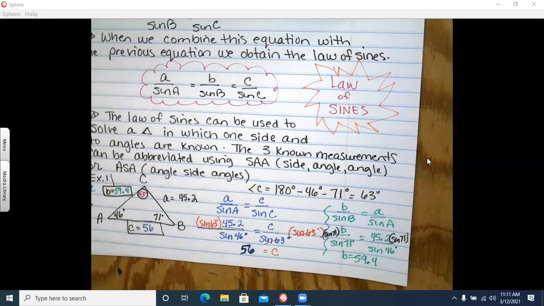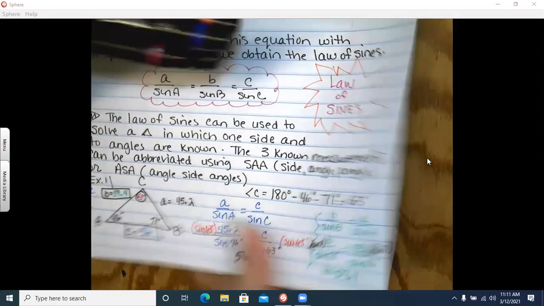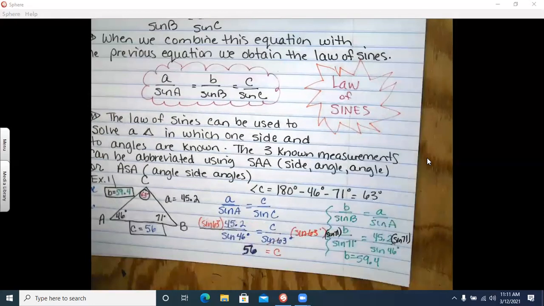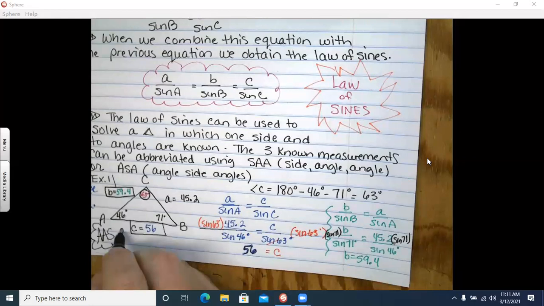Anybody have any questions? All right, I bet we can get another one in. So that was an angle side triangle. That's what we were given: 2 angles and a side, and the side was not included. Look at example 2.